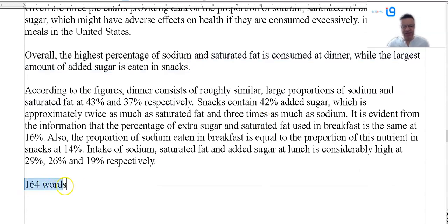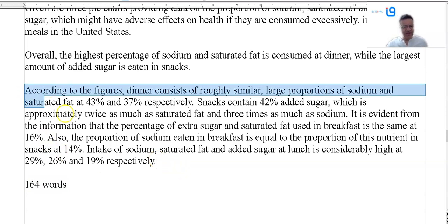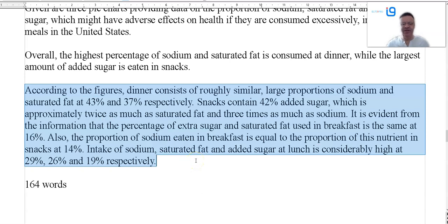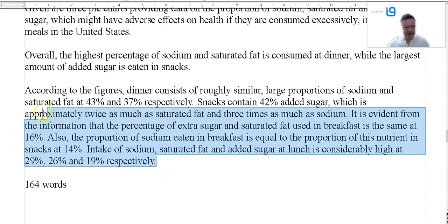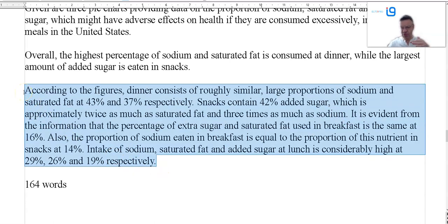This is only 164 words. It's a little bit low for all the information and data to include. And this here is just every single bit of data that you could include, more or less. Approximately twice as much and three times as much. So that paragraph needs a little bit of extension. I would have broken that into two, like in my sample, but still.